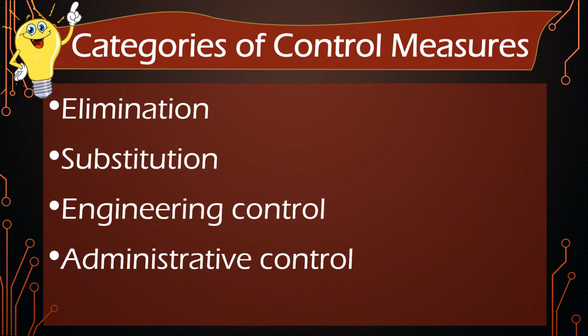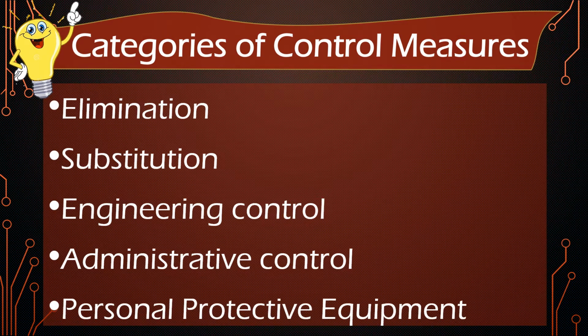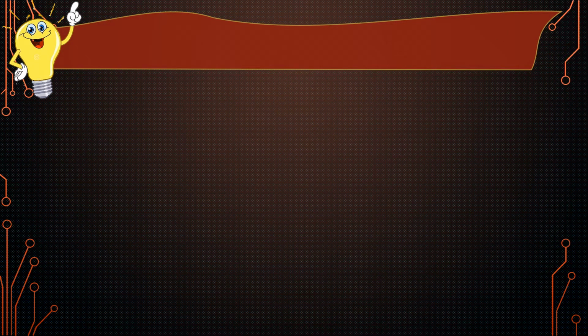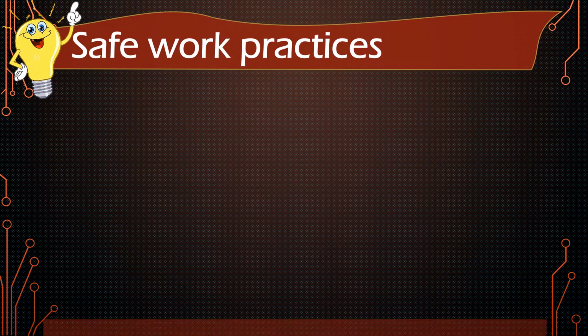The fourth one is administrative control. This is limitation of working hours. Example of this is job rotation. And the fifth one is using personal protective equipment or PPE. Aside from using PPE, following some safe work practice is also vital. Now let's identify some safe work practices.